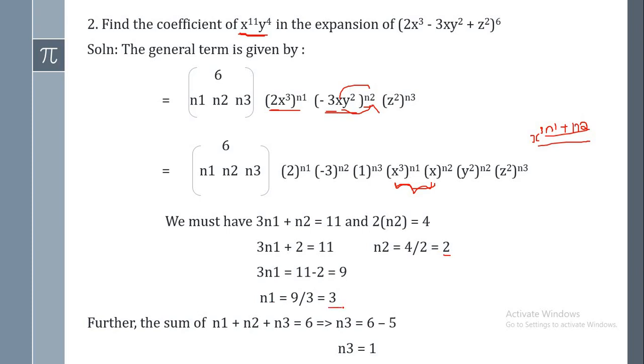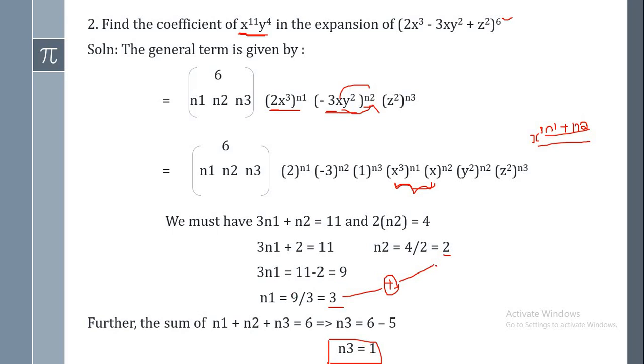Now we can easily find out the value of n3. Since the sum n1 plus n2 plus n3 is equal to 6. So the given n value is here 6. So the sum of all the unknowns will be equal to n. Therefore n1 plus n2 plus n3 equal to 6. So since n1 is 3 and n2 is 2, if we add these two terms, we will get the value as 5. So the n value is 6, n3 is equal to 6 minus 5, that is equal to 1. So we got the value of n3.